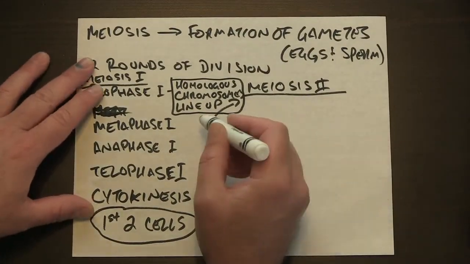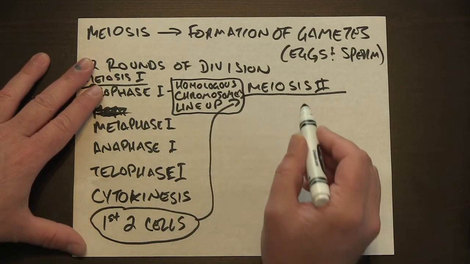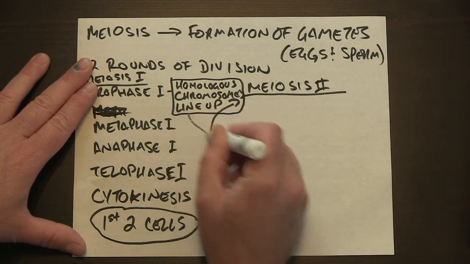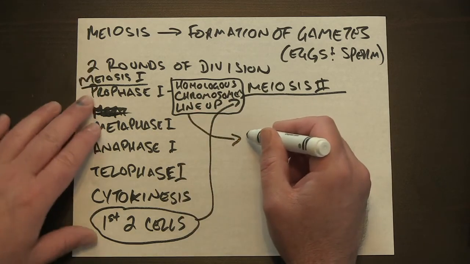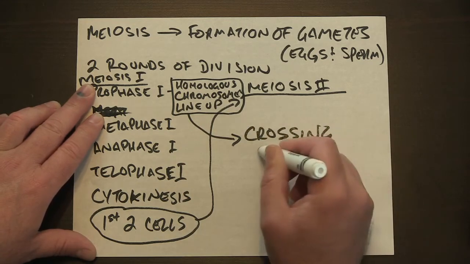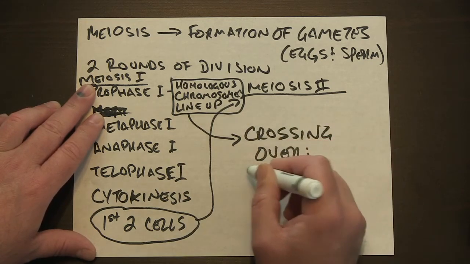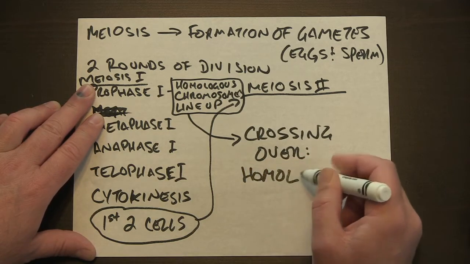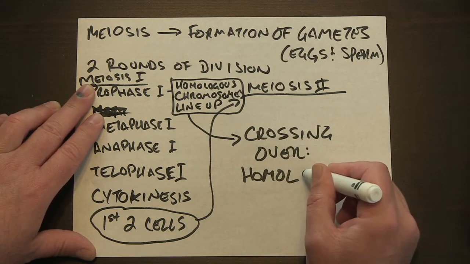And remember, I'll continue this later. When they line up, they undergo what's called crossing over, where the homologous chromosomes exchange segments of their DNA.